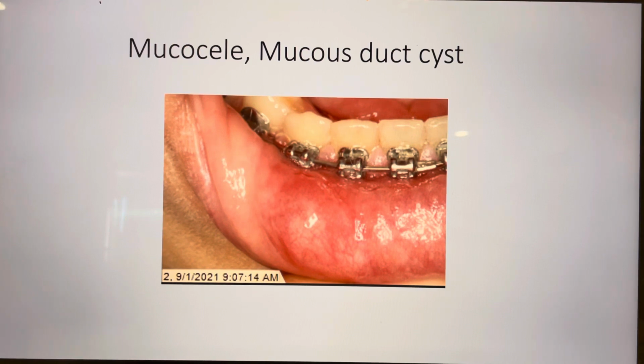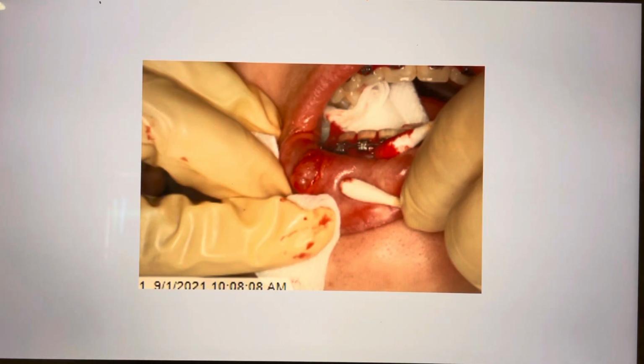If we don't do anything, a lot of them just rupture and go away, but if they are persistent, usually we remove them.